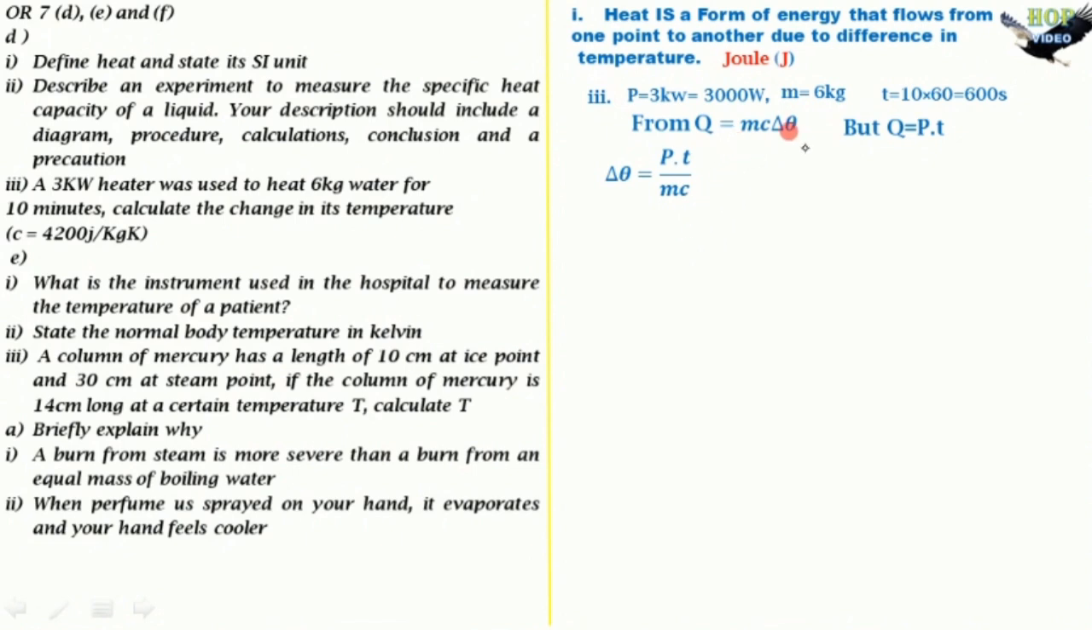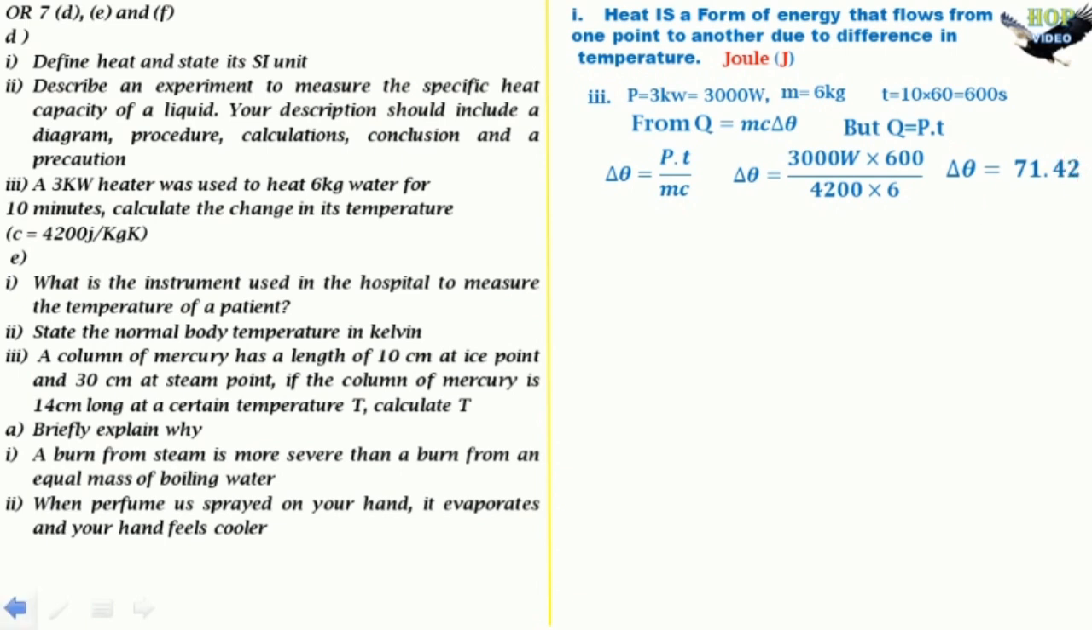If we substitute that in this equation and make delta theta the subject, we are going to have change in temperature equal to PT over MC. Substituting the values for power, time, specific heat capacity, and mass, we are going to have change in temperature is 71 degrees Celsius. Remember this degree Celsius here.